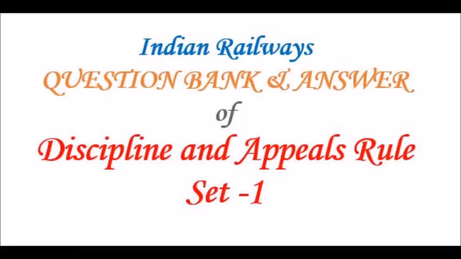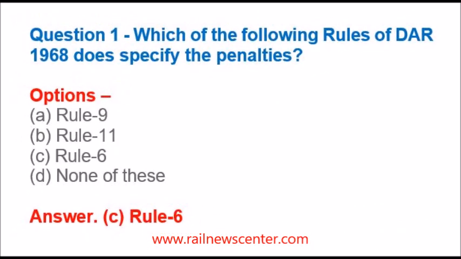Question bank with answer of Discipline and Appeals Rule in Railways. Question 1. Which of the following rules of Railway Servants Discipline and Appeals Rules 1968 does specify the penalties? Options. A. Rule 9. B. Rule 11. C. Rule 6. D. None of these.